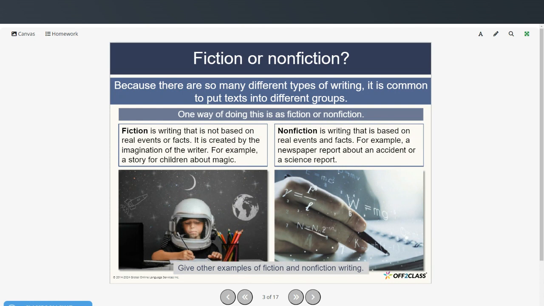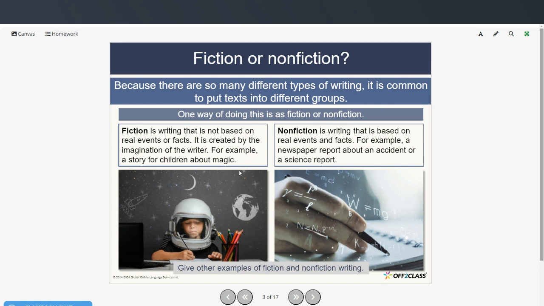So, fiction or nonfiction? Because there are so many different types of writing, it is common to put text into different groups. And one way of doing this is to divide between fiction and nonfiction. So, fiction is writing that is not based on real events or facts. It is created by the imagination of the writer. For example, a story for children about magic would be fiction.